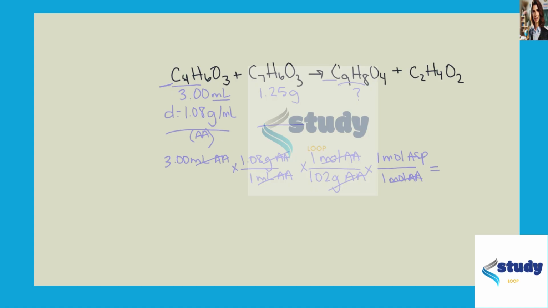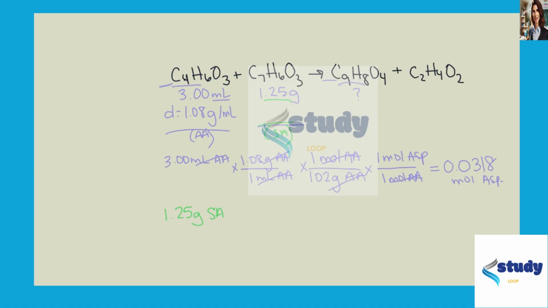3 times 1.08 divided by 102 times 1 is going to be 0.0318 moles of aspirin. Now we're going to do the same thing with our salicylic acid. So we start out with 1.25 grams. We'll call this SA for salicylic acid.